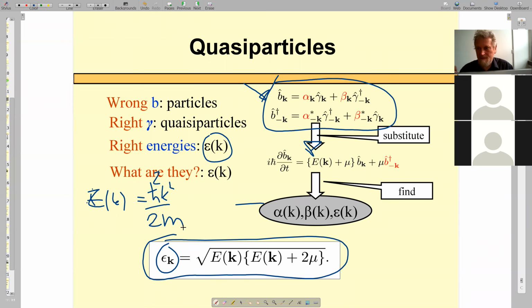Parabolic spectrum. That's a massive particle, a helium atom. And that mu comes from interaction. It's the interaction constant times the density of the particles. So I just put it in this way to make a compact formula. Again, it's been obtained by using this Bogolyubov transformation.